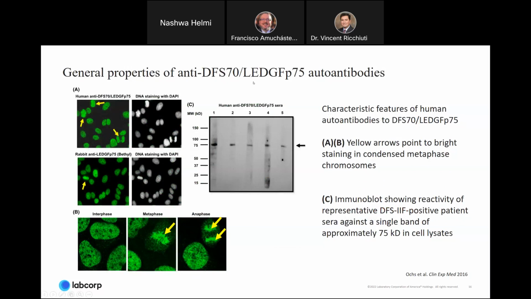So you may ask, why do we call it DFS70? It's because the estimated molecular weight of the DFS protein is actually 70 kilodaltons. However, on the gel, it migrates at 75 kilodaltons.